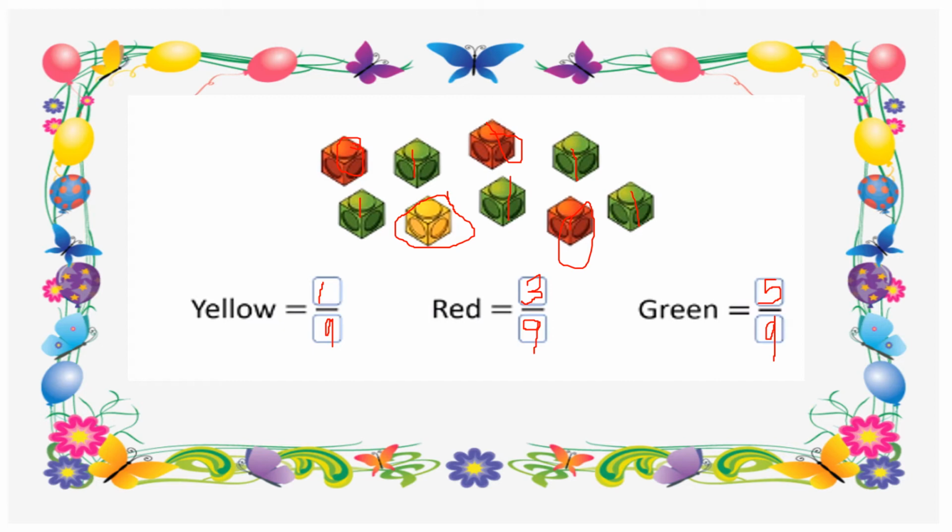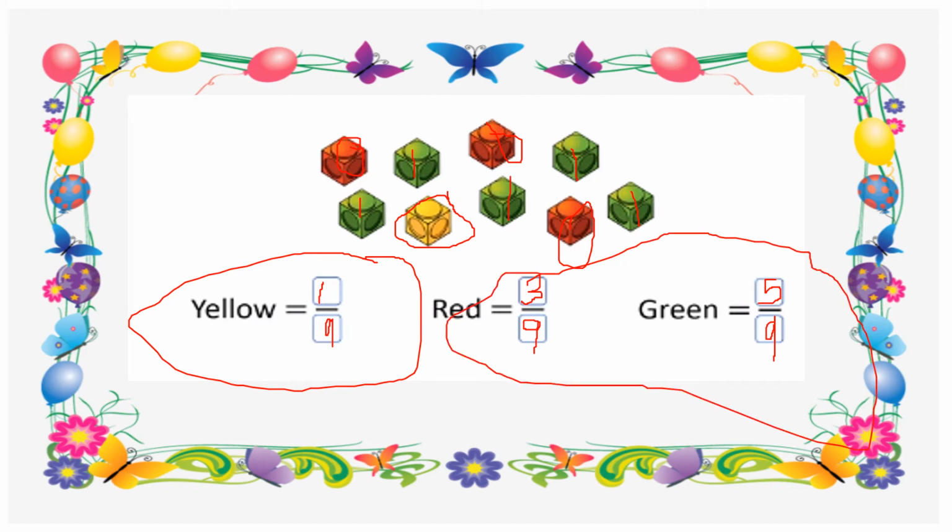Now, what do you observe? Which of these is a unit fraction? Did you say yellow? Well done if you did. And why is it a unit fraction? It's a unit fraction because it has 1 as the numerator. Now, what about these two? What do you observe?